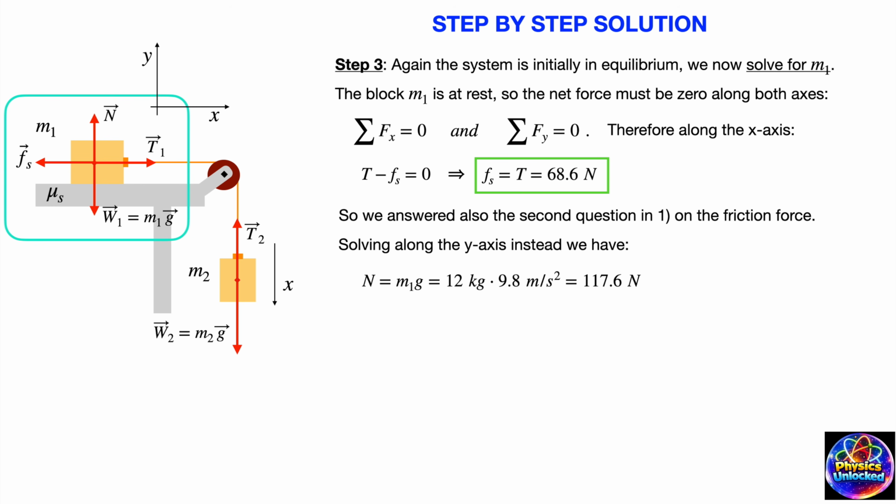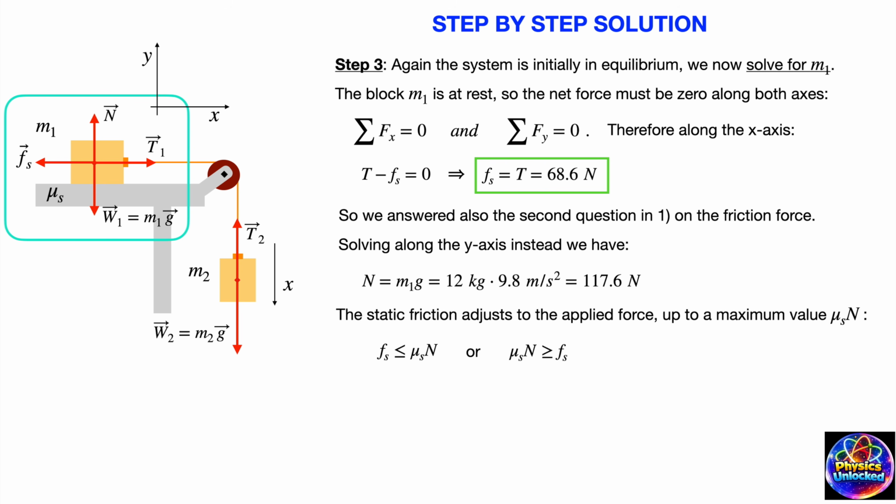And we know that the static friction adjusts to the applied force, meaning that it's not a steady force. It doesn't have a determinate value, okay? The static friction changes depending on the force applied on the block until the block starts moving. But as long as the block doesn't move, the static friction changes depending on the applied force. So it adjusts to the applied force up to a maximum value mu s N. And when the applied force is greater than mu s N, then the block starts moving, okay?